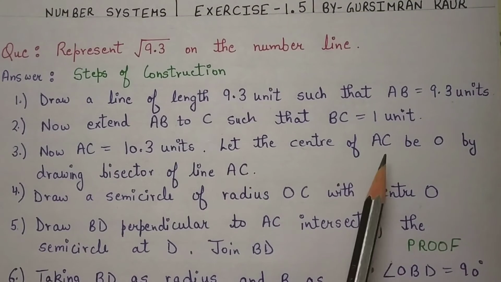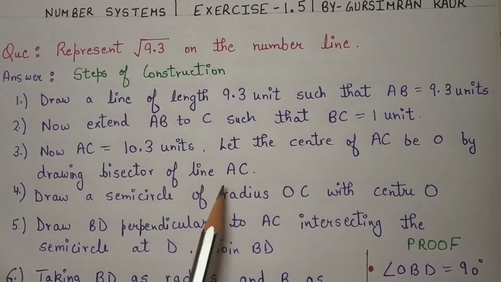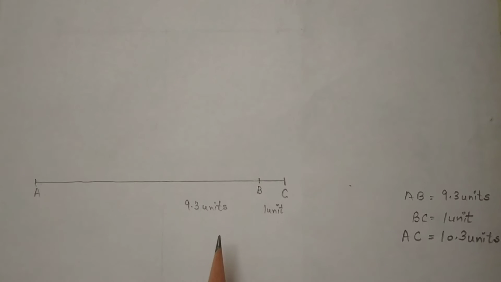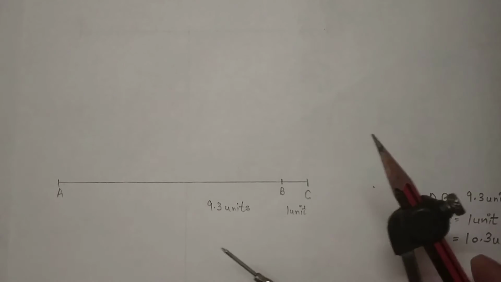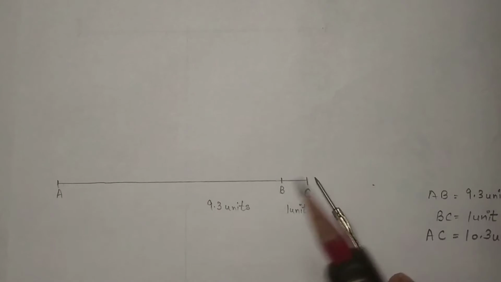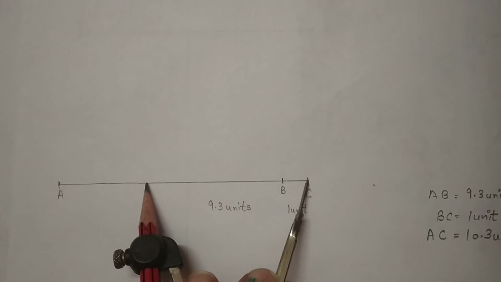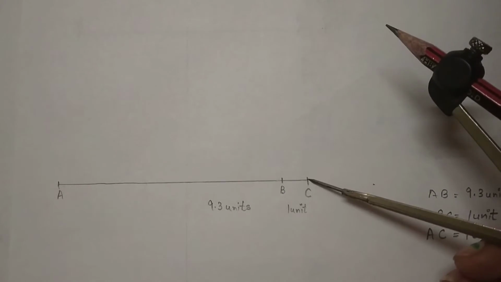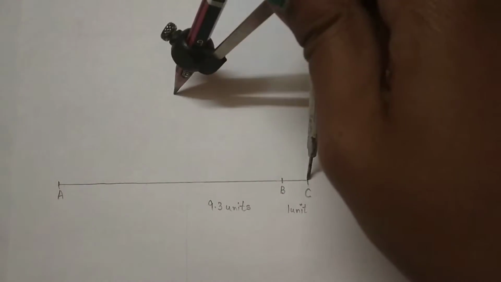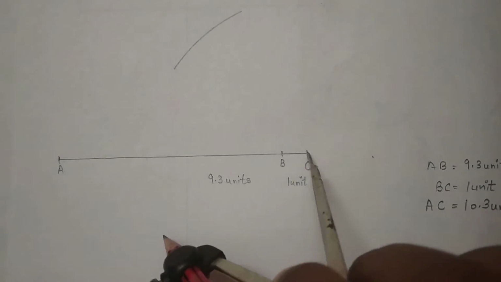Now, third step. Let the center of AC be O by drawing the bisector of line AC. I need to draw the bisector so that I can mark the center of line AC. How do we draw a bisector? Take the compass and open it more than half of the line. I have opened it more than half of the line. Now draw an arc above the line and below the line.